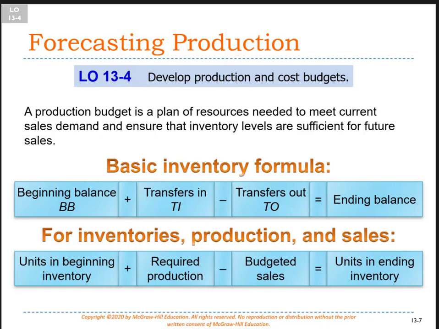Okay, so if we rearrange that, we say our units in beginning inventory plus what we need to produce minus what we're going to sell, that's what we're going to take out, equals our units in ending inventory. All right, so that is specific to our production and inventory way of giving our inventory formula.